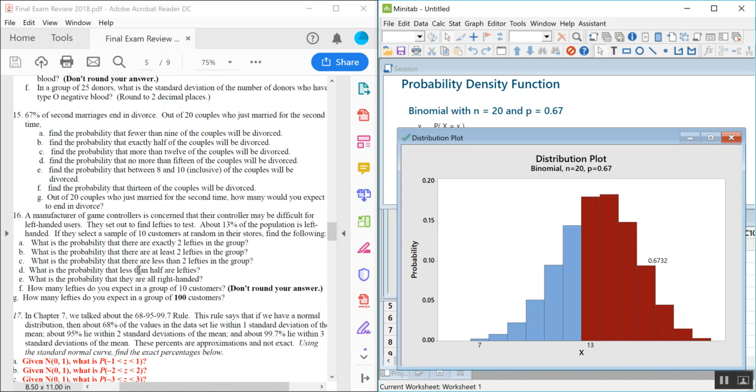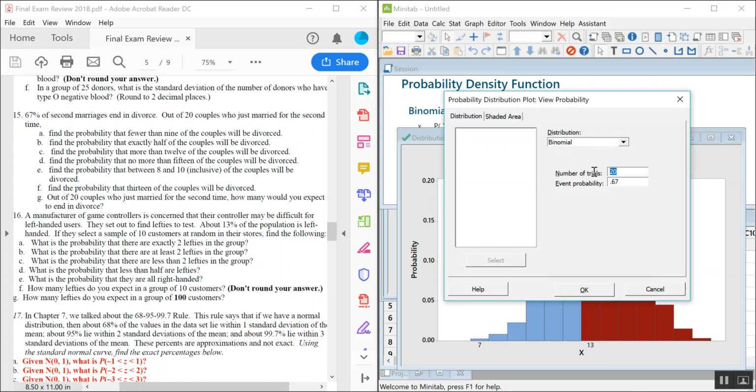What's the probability that there are less than 2 lefties in the group? So less than or equal to 1. What is the probability that less than half are lefties? How many are there? 10 customers. Left-handed, 13%. Okay, let's get her done. So now we're looking at lefties. Still binomial. Now there's 10 of them. And only 13% are lefties.